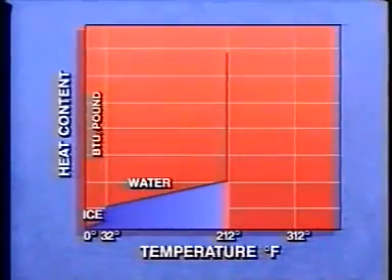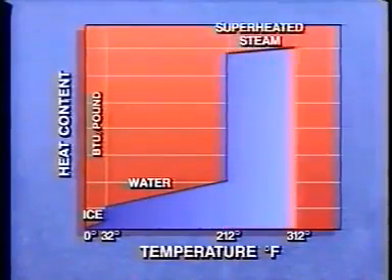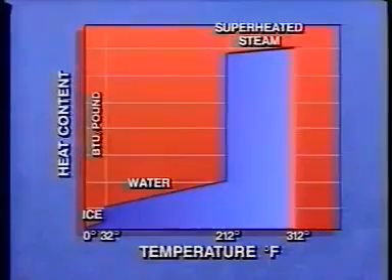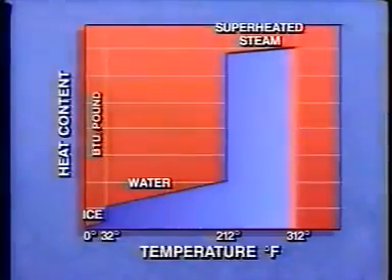Water's latent heat of vaporization is 970 BTU per pound, a significant difference from the 144 BTU needed to melt ice. The temperature can go above 212 degrees if the pressure is high enough. This vapor is superheated steam. Just as latent heat can be absorbed as phases change, this heat can be released. As this happens, we can use it for heating purposes.